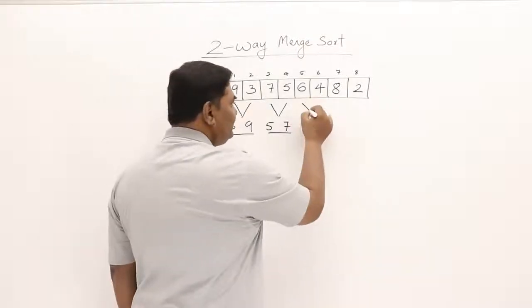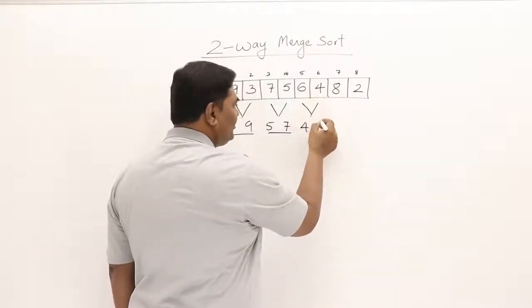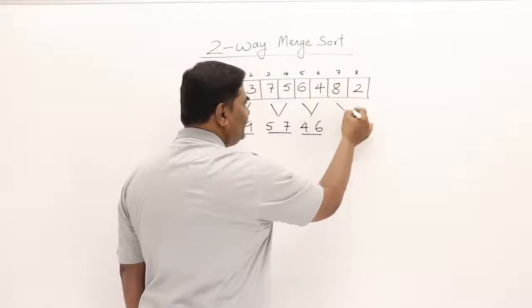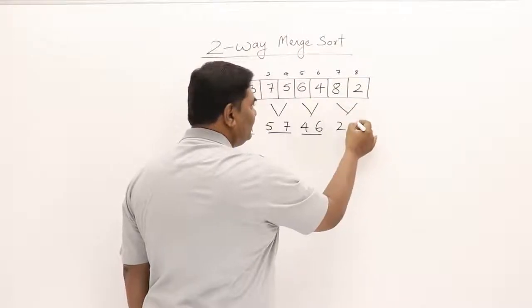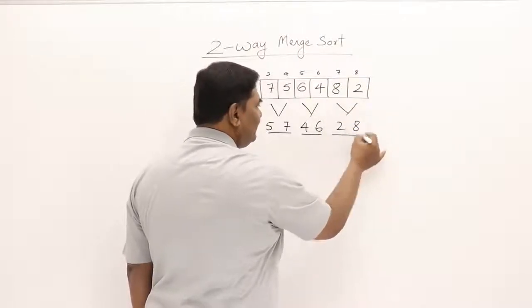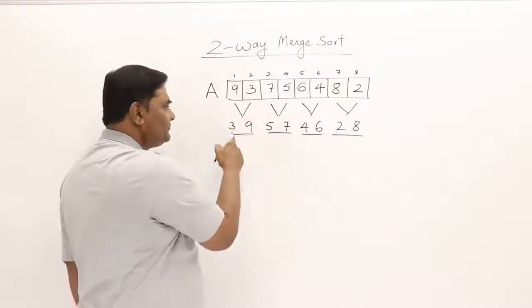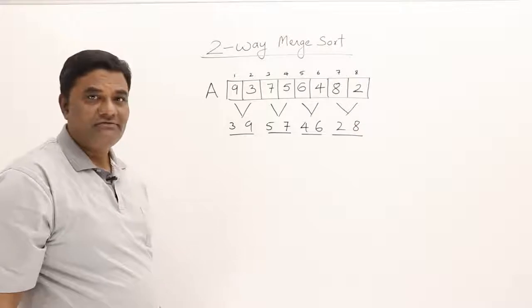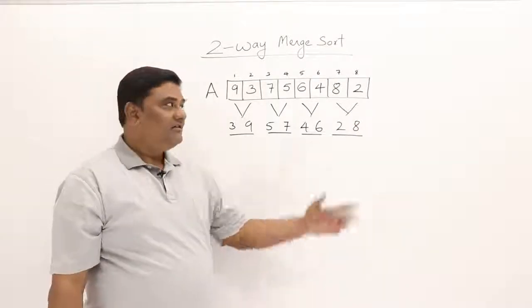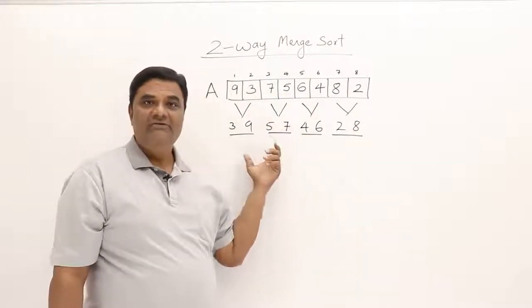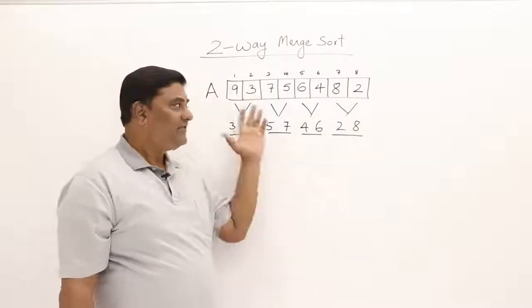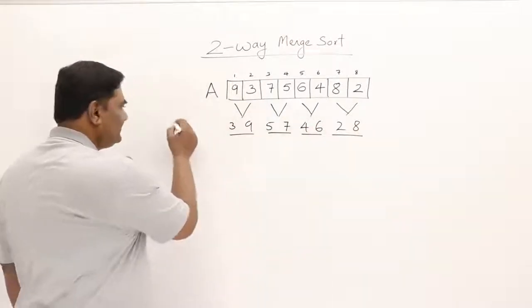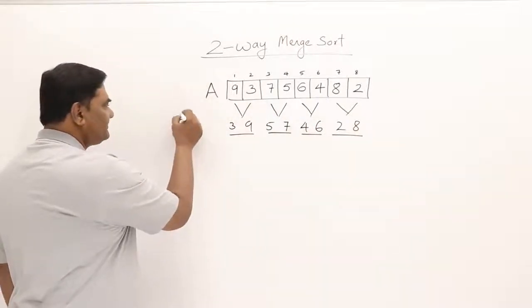Next I'll merge these two. So I get 4 and 6, and the same way 2 and 8. 2 is smaller than 8. So I have merged these two and I got a sorted list of 2 elements. So I got such sorted lists of 2 elements each. Now there were 8 lists. Now I have 4 lists. And I have completed all the elements. So this is the first pass.